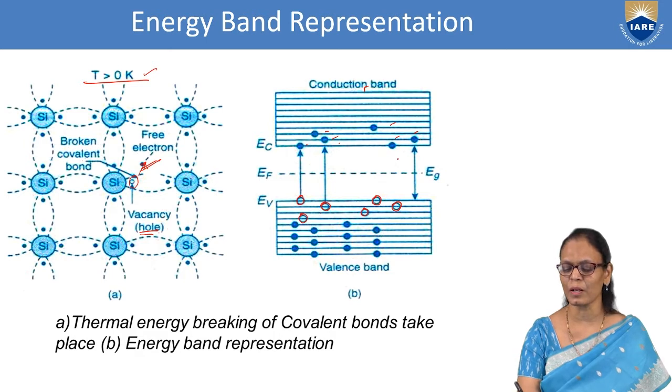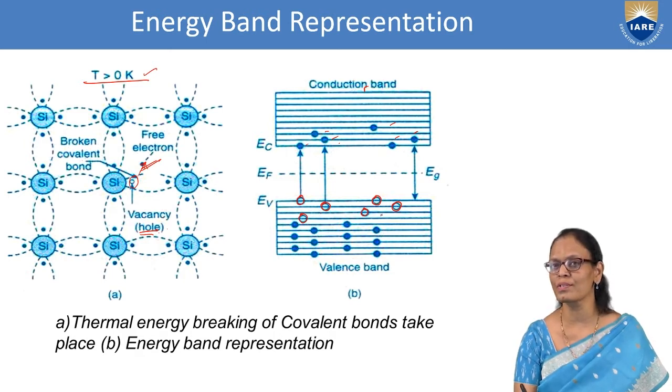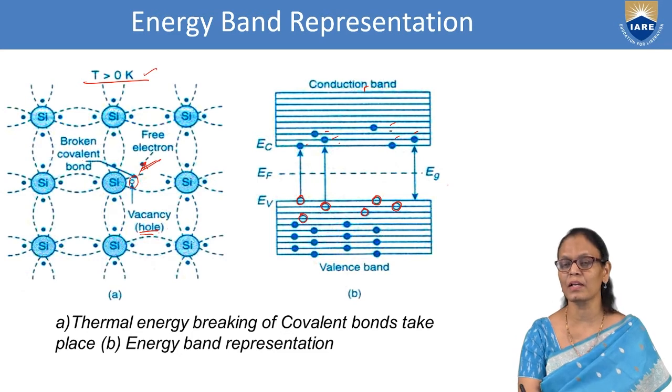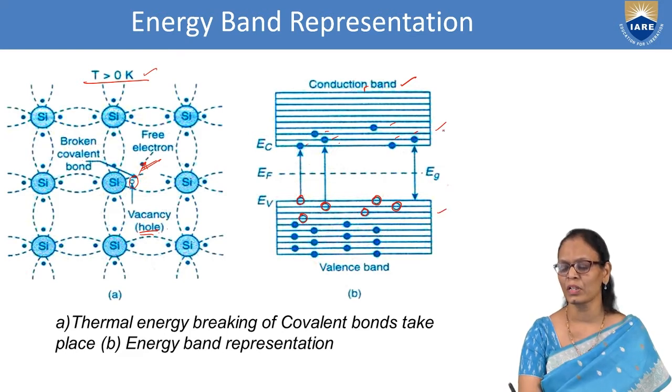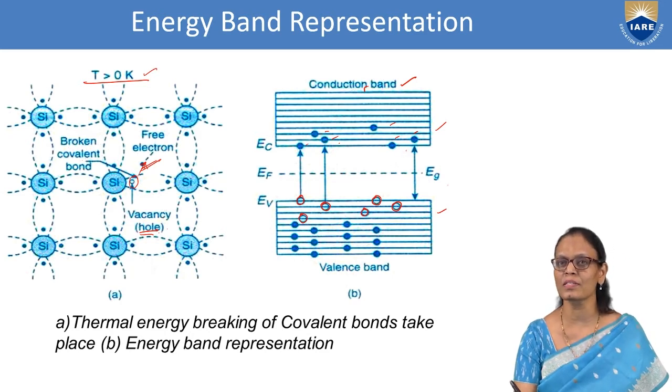Now, the number of holes in the valence band is always equal to the number of electrons in the conduction band. It all depends upon how many bonds are broken, that is, how many electrons are made free. Depending on that, we get the number of electrons and the number of holes. Where are the holes now? They are in the valence band. The electrons are in the conduction band. In an intrinsic semiconductor, the number of holes is always equal to the number of electrons.